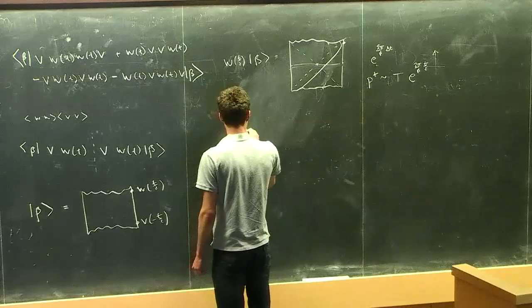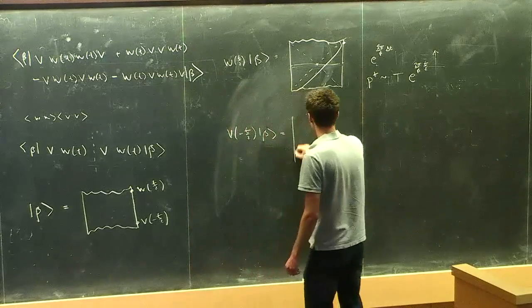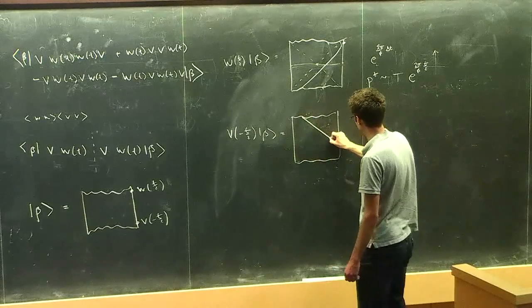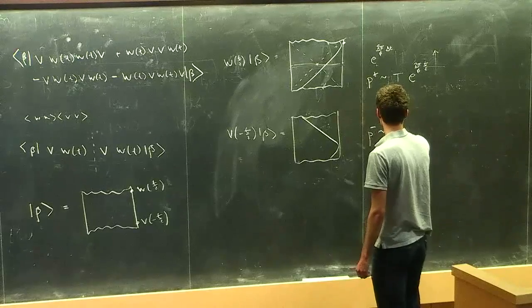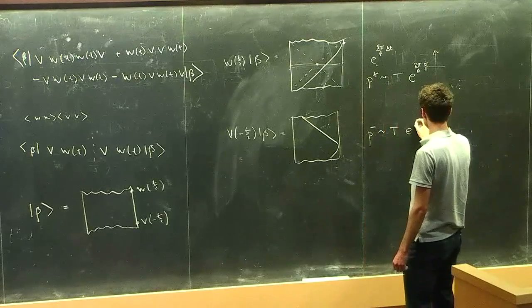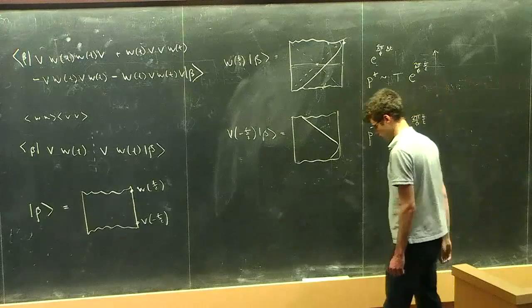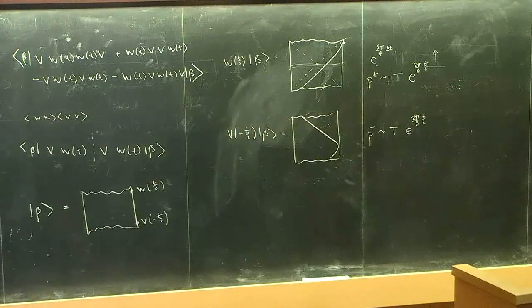If we were to write this state instead, it would look very similar, except the trajectory would be like this, and we would have p minus of order T e to the 2 pi over beta t over 2. Okay, so how do we put these together?